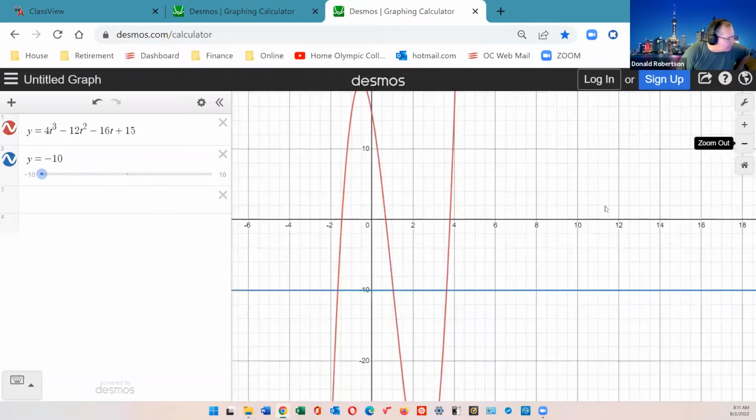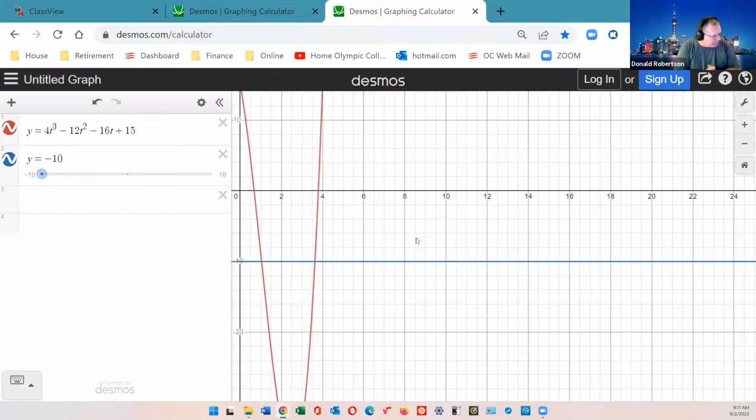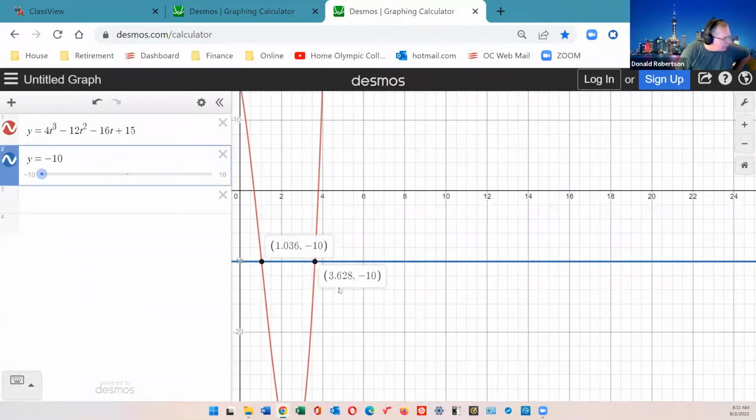Okay, so I'm going to shrink this back a bit. Okay, there. That'll have to do. If you notice that the blue and the red lines cross at two places, so I'm going to click on that one, and then I'm going to click on that one. So to, let's say, 3 decimal places, then won't the solution be at 1.036? And the other one would be what, at 3.628?